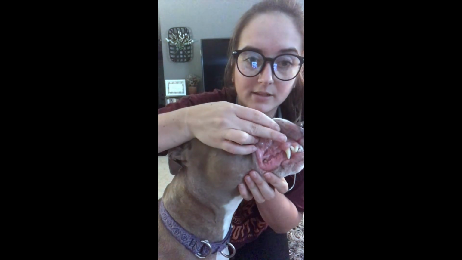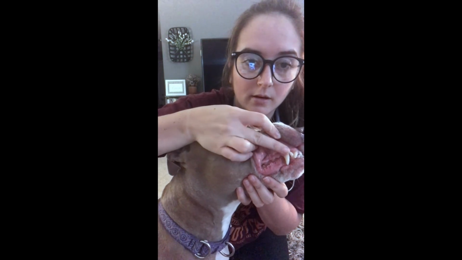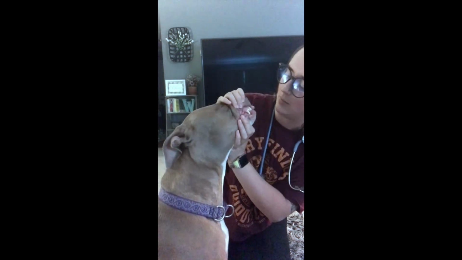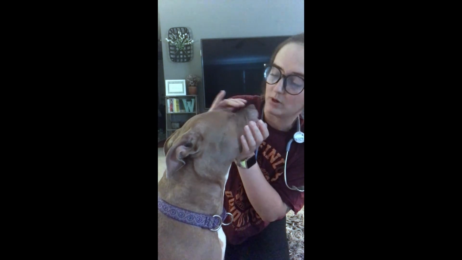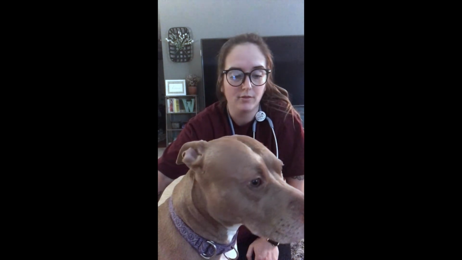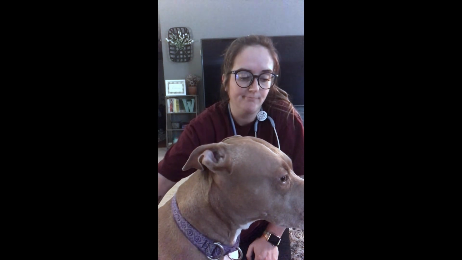Her gums are nice and pink. And her capillary refill time is about 1.5 seconds. So yeah, she is great. Everything is within normal limits. Her respiratory rate was about 13. So yeah, I would grade her an ASA grade of 1 and proceed with surgery.